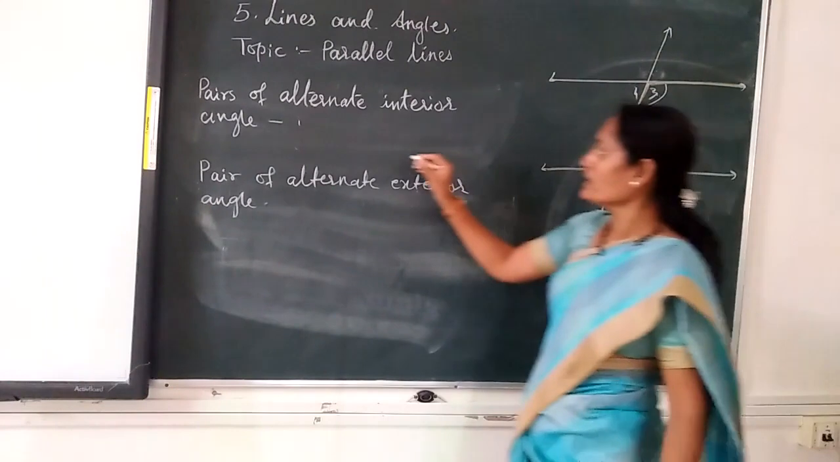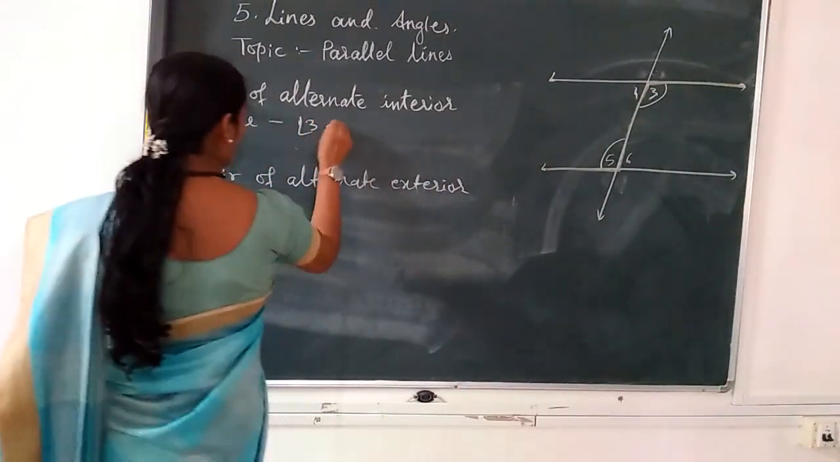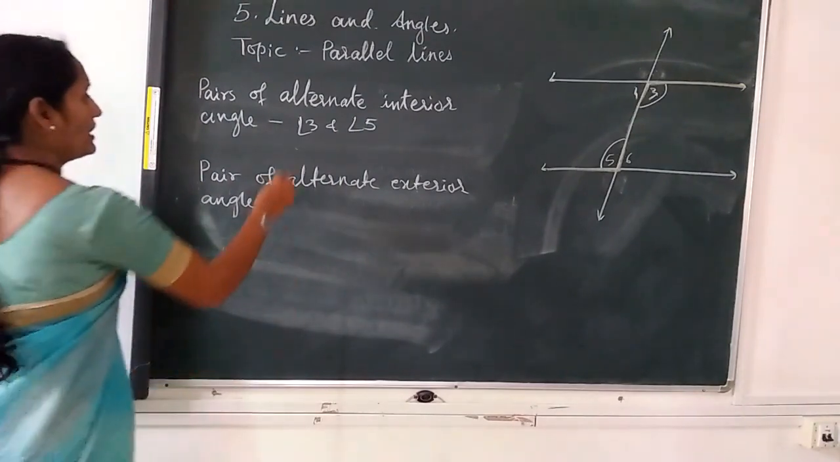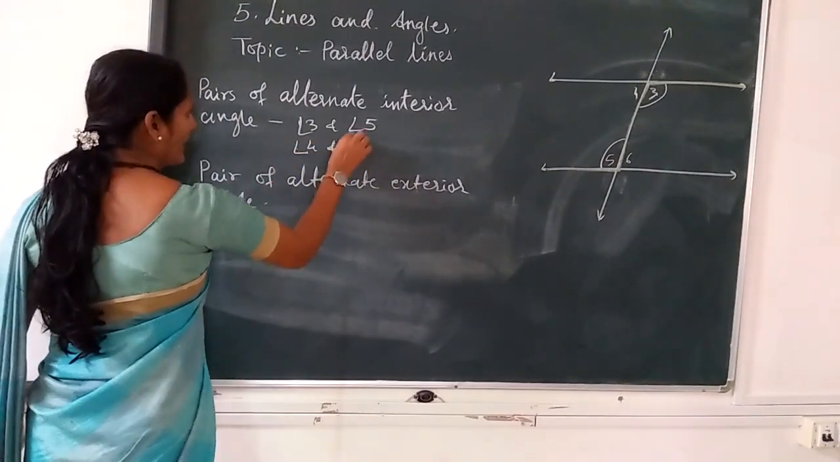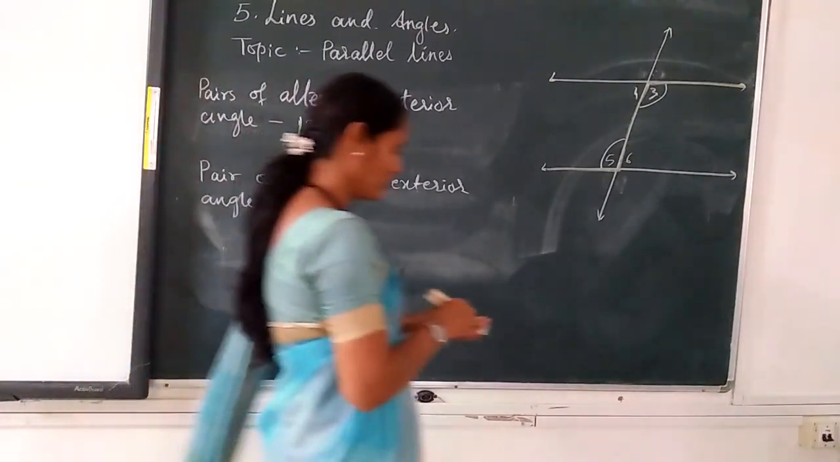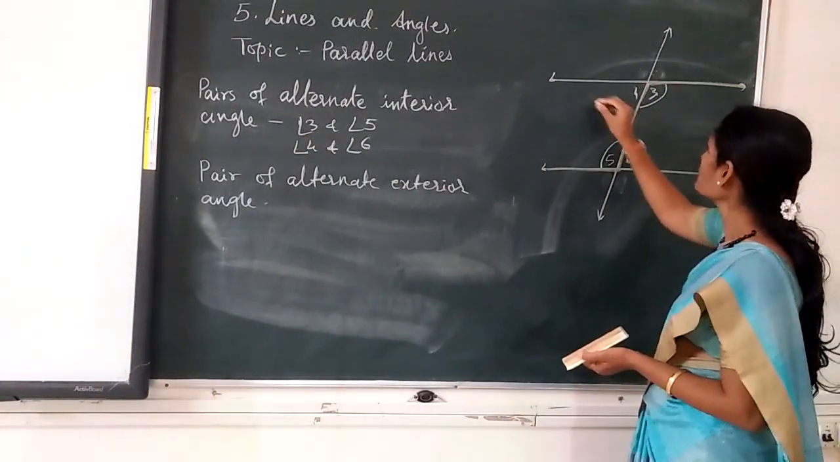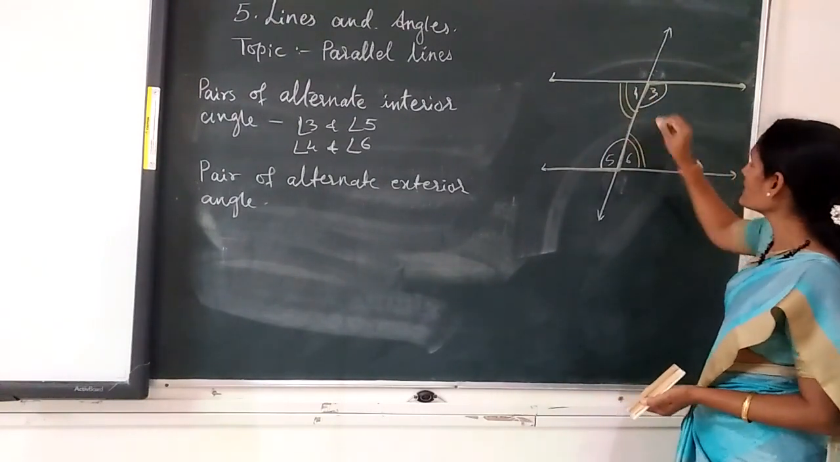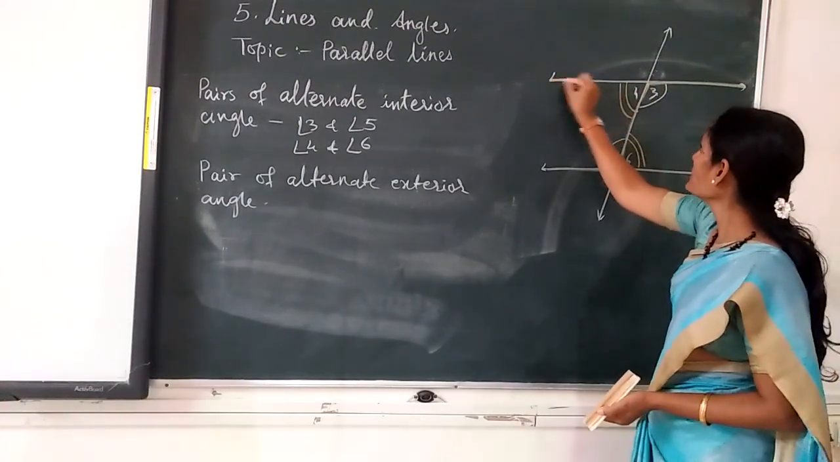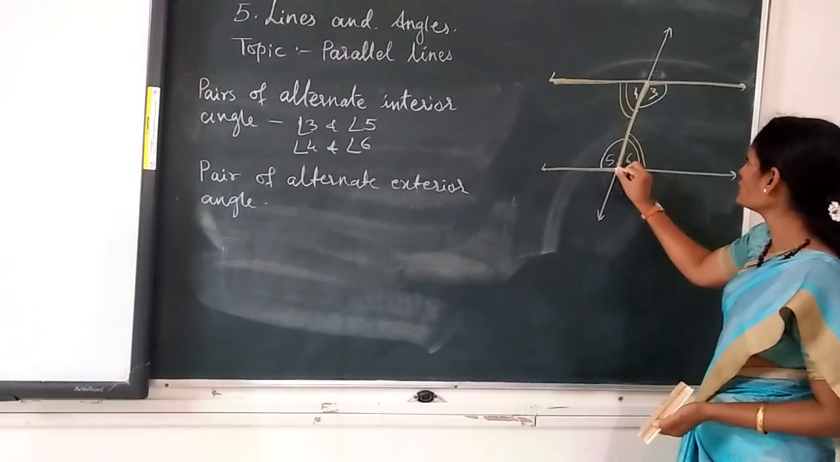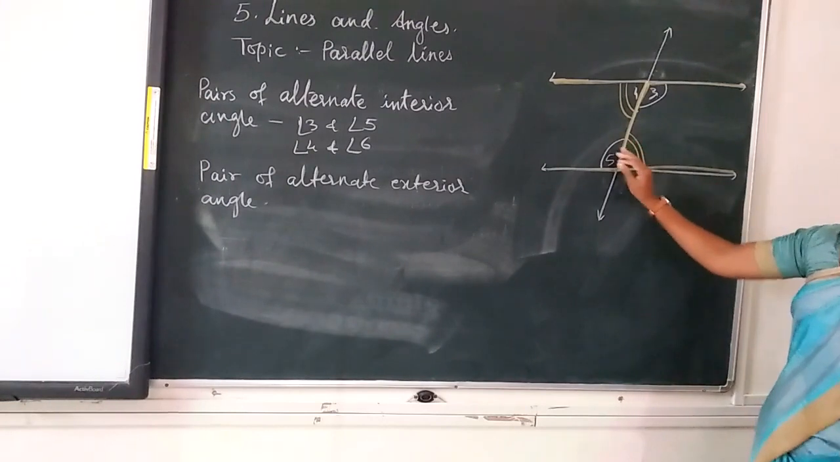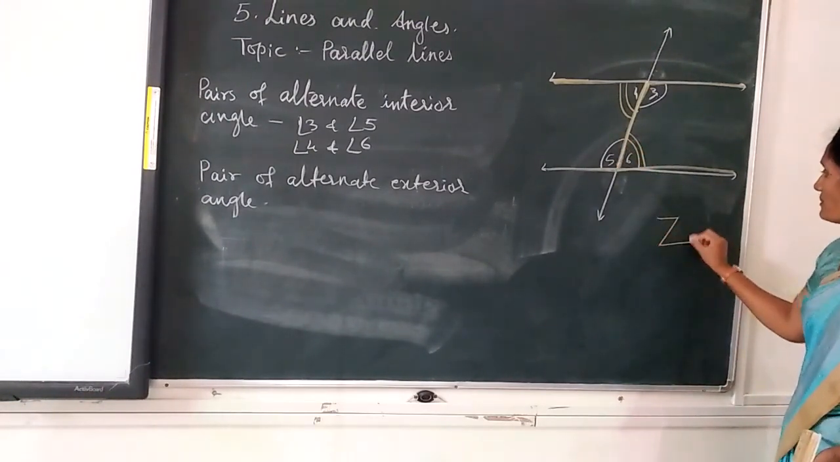So angle 3 and angle 5 are equal. Next, which angles will come? Angle 4 and angle 6. Just observe here, see the shape. Angle 4 and angle 6. Now, if you observe whatever I am drawing, what shape did you get? Z. So remember this for alternate angles: you will get a Z shape.